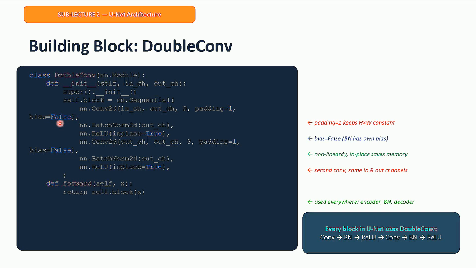Bias equal false. Batch norm already has its own learnable bias. Adding a separate one would be redundant. ReLU in place equal true modifies the tensor in place, saves GPU memory. It's safe here because we do not need the pre-activation values again. That's two convs, batch norm, ReLU, used everywhere in the network.